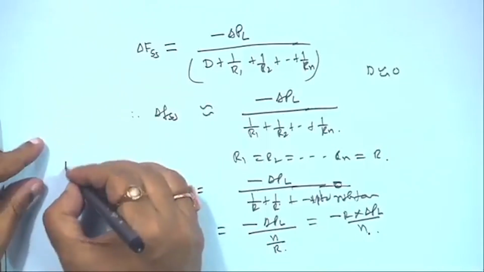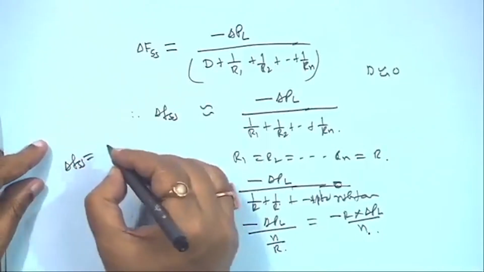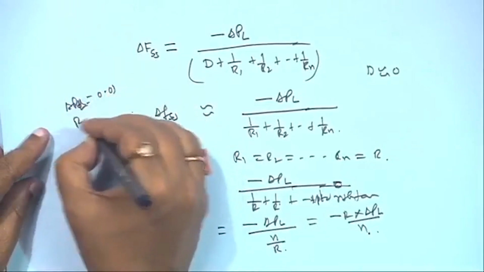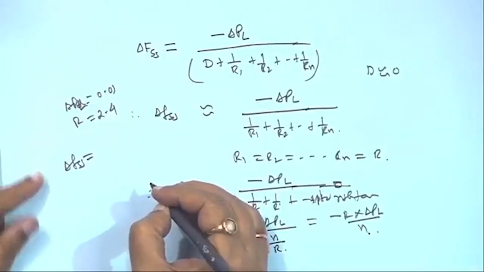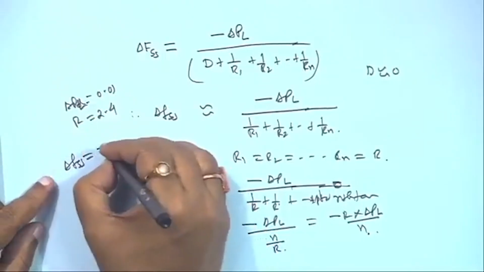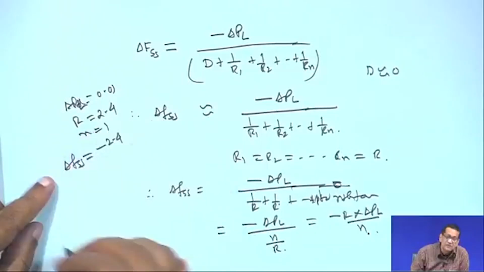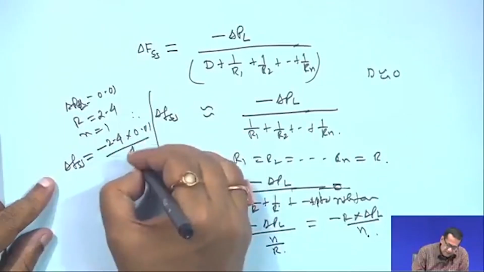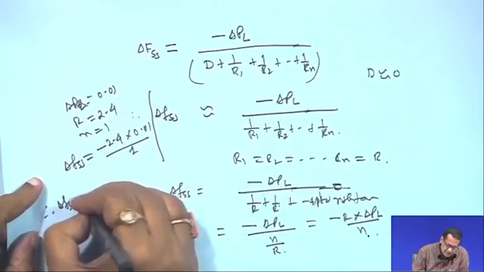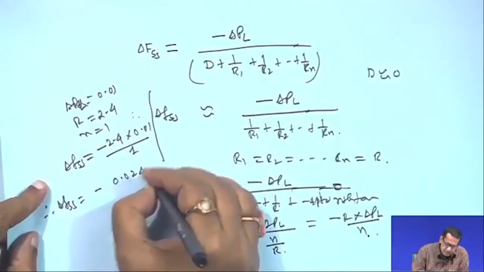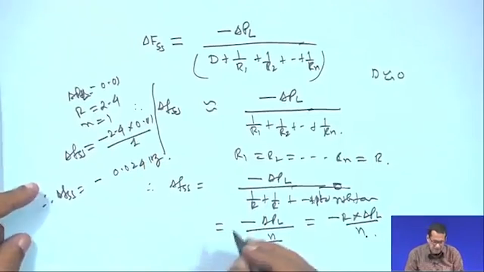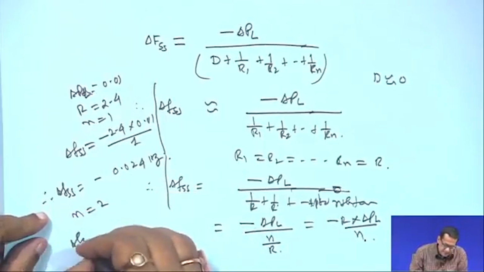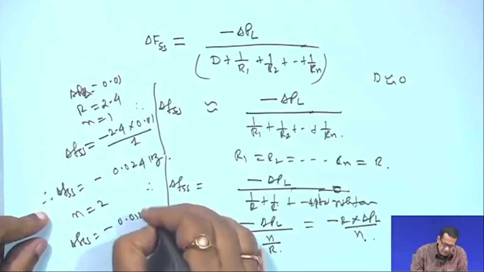That means delta f_ss is equal to, say, suppose your delta P_L is equal to 0.01 and R is equal to 2.4, say load increase. That means this one will be minus 2.4 and say n is equal to 1, right. So, minus 2.4 into 0.01 divided by 1. So, delta f_ss is equal to minus 0.024 hertz, right. So, if n is equal to 2, delta f_ss will be minus 0.012 hertz.